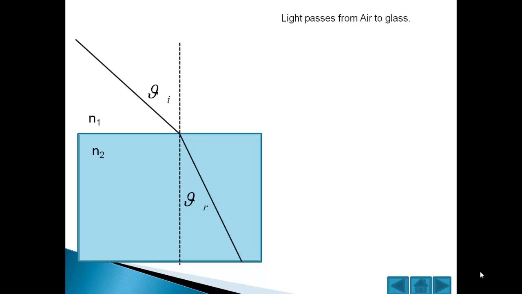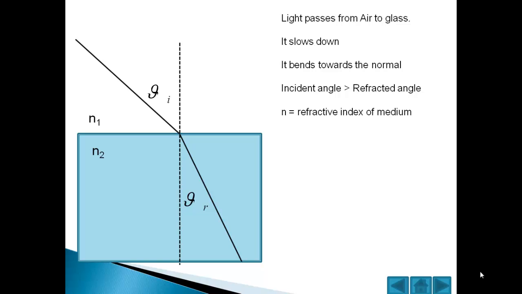So the light passes from air to glass. It slows down. It bends towards the normal. Its wavelength gets shorter. The angle of incidence is greater than the angle of refraction. We define n, which is the refractive index of the medium. Since the angle of incidence is greater than the angle of refraction, the sine of the angle of incidence divided by the sine of the angle of refraction will always be greater than 1.